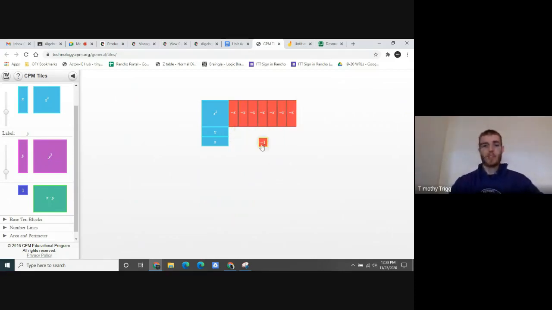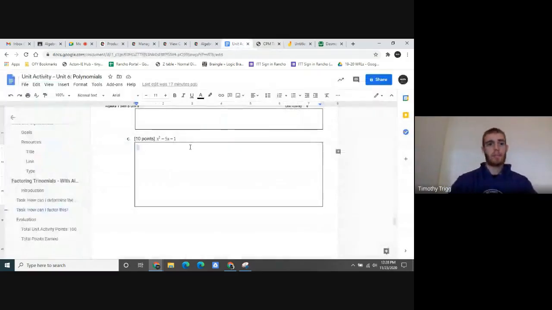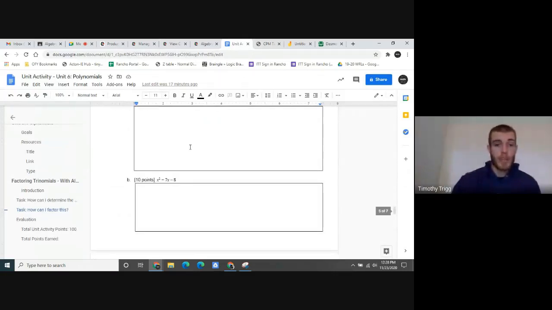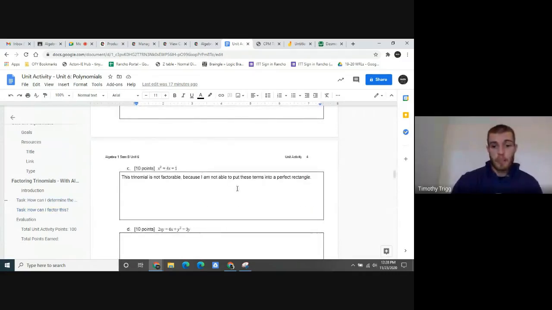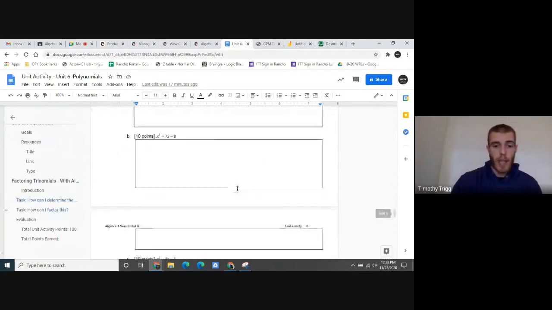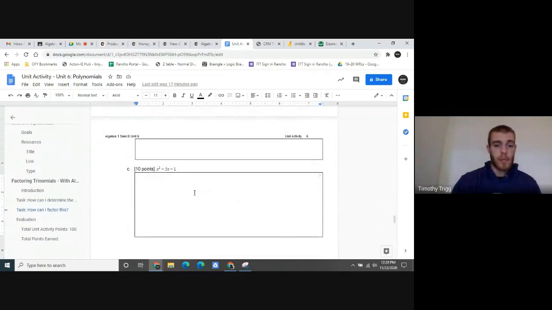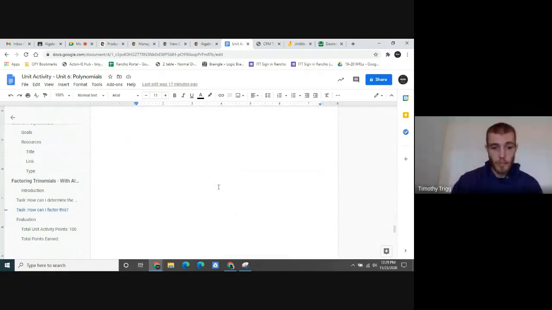So even adding zeros to this, it doesn't look like there's any way for this single unit to fill in this rectangle, whether we add in extra x's or not. So this one's not factorable. Okay, so I want you to explain that this one is not factorable. And again, like we explained before, where we said there's no way to put the terms into a perfect rectangle. Basically the same explanation. And even if we added the plus and minus x to it, to change it up a little bit, that doesn't allow us to do that either.